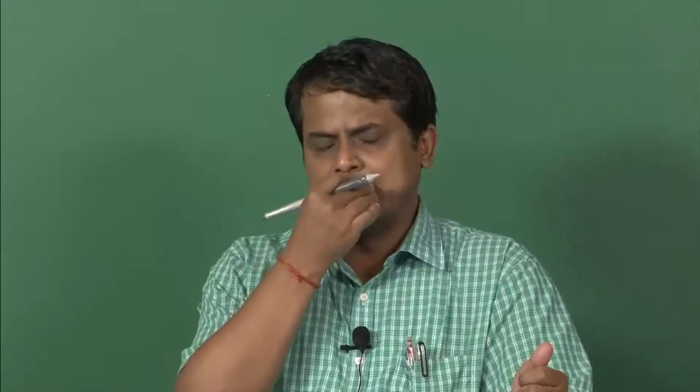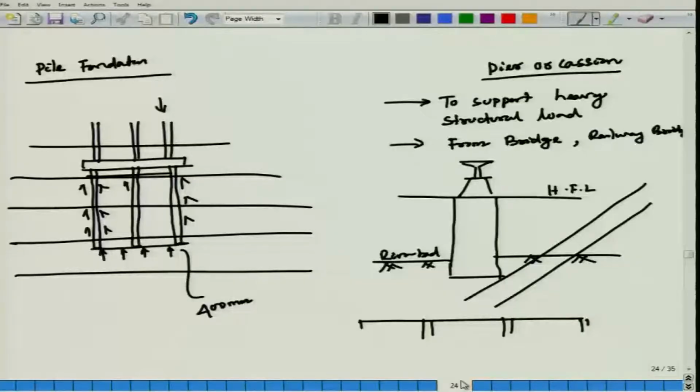Piers and caissons are generally provided to support your heavy structures, particularly in bridges or railway bridges, where a river is passing, there is a water current, and large diameter piers penetrate below your river bed. So, this is all about your classification of your deep foundations.